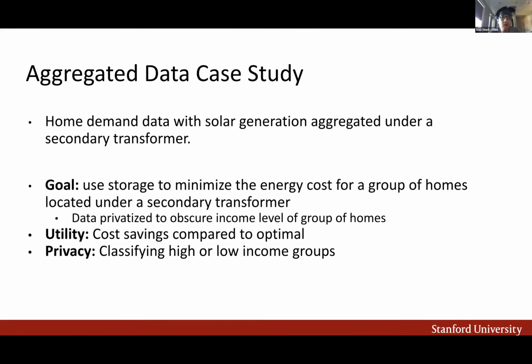Then let's briefly introduce the case studies. The first case study is the home demand data with solar generation aggregated under a secondary transformer. The goal here is to use storage to minimize the energy cost for a group of homes located under the secondary transformer. The utility here, again, is the cost saving compared with the optimal control, and the privacy here is classifying high or low income homes.